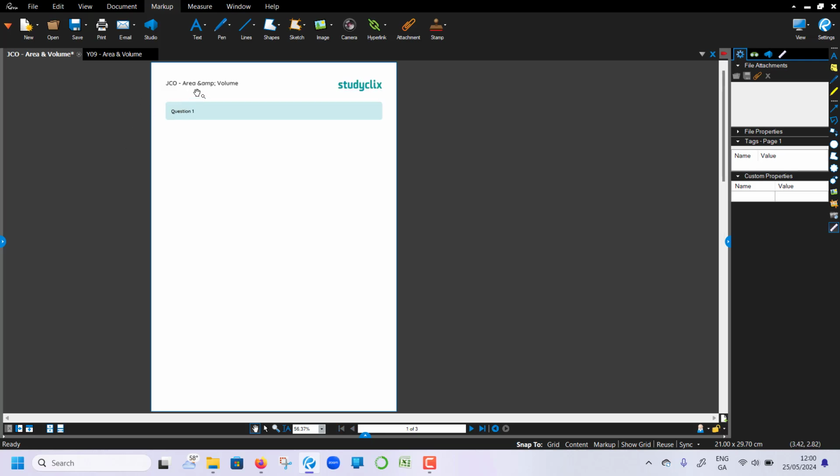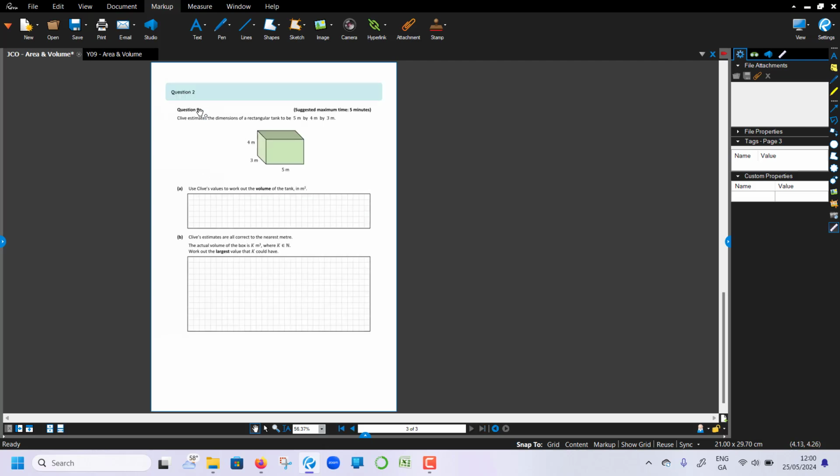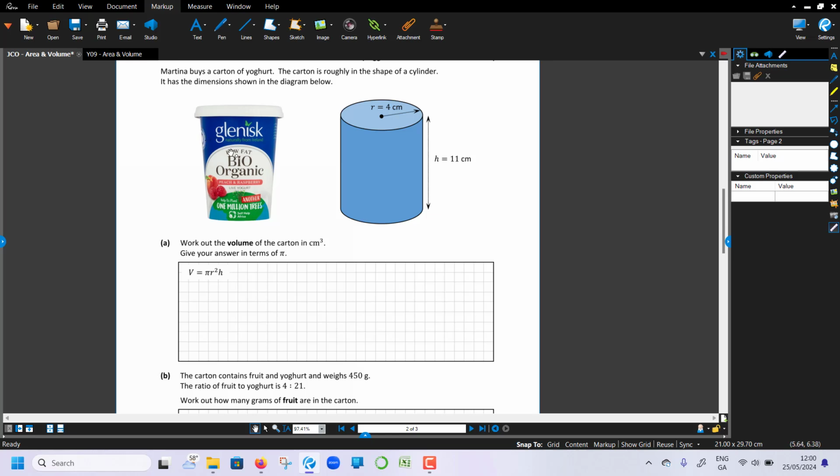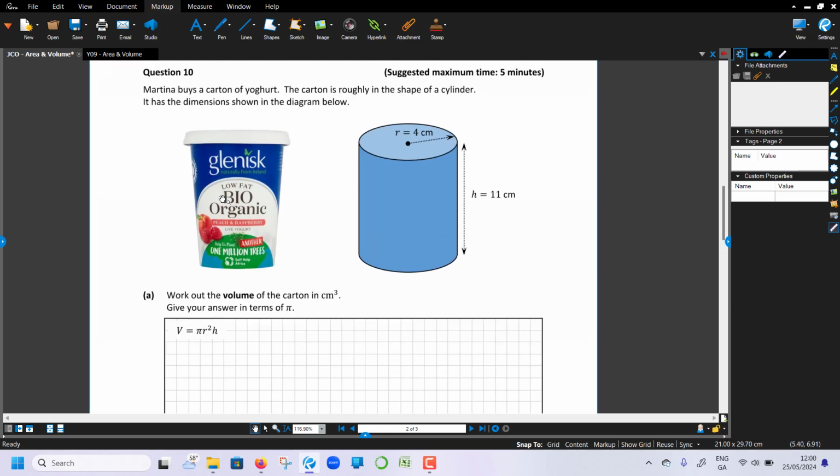So junior cert area and volume. All right, cool. So here are a couple of questions. We'll start here and we'll rock and roll. You're given this cylinder. You have to pretend that this yogurt carton is an actual right-angled cylinder. Martina buys a carton of yogurt. The yogurt is roughly in the shape of a cylinder. It has the dimensions shown in the diagram below.